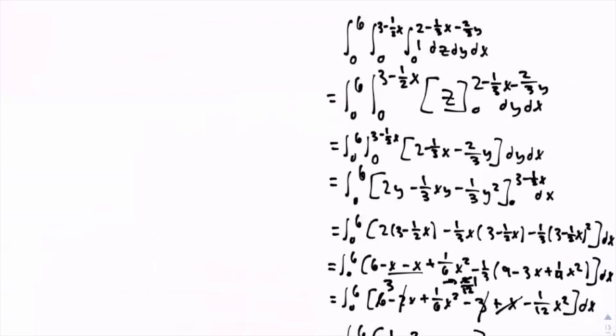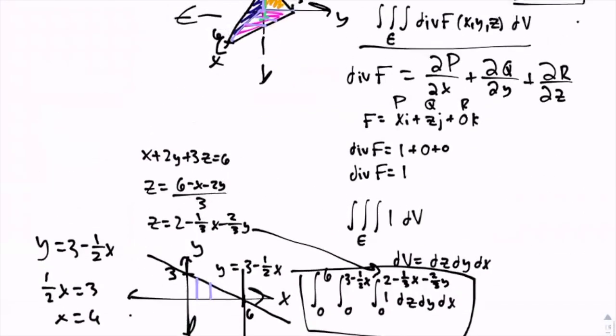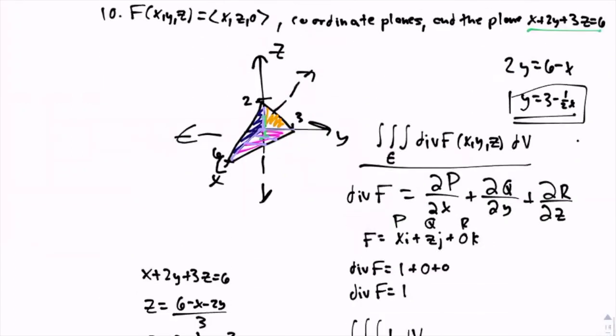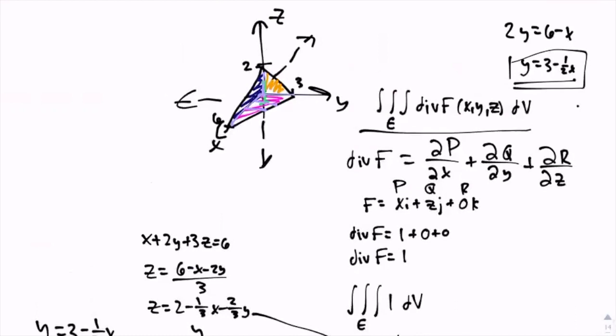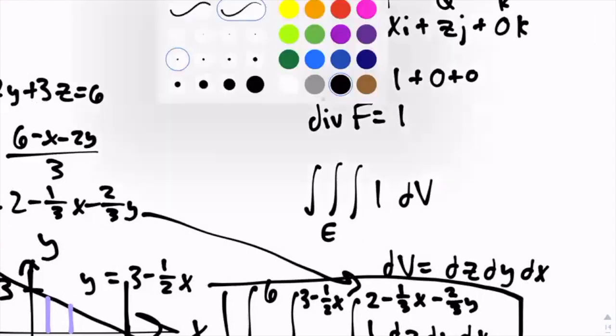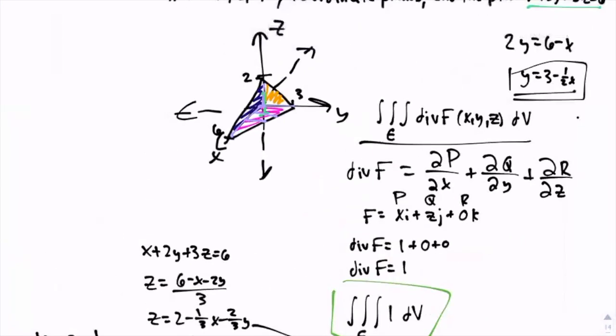Now, in order to verify this answer, I don't want to do what we've been normally doing. Instead, I want us to think, right? If our div f is 1, that means that we're just finding the volume, let me change colors. The volume of our tetrahedron. So a way to verify our answer would simply be by finding the volume of our tetrahedron.